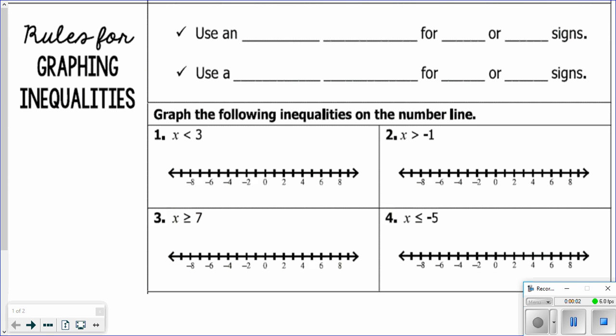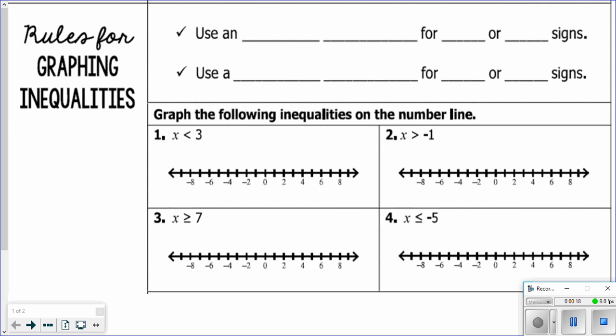We're going to go through this note sheet on rules for graphing inequalities. So this has to go with our other note sheet, our other graphic organizer that we already covered. These two things go hand in hand. So let's fill in the blank here.